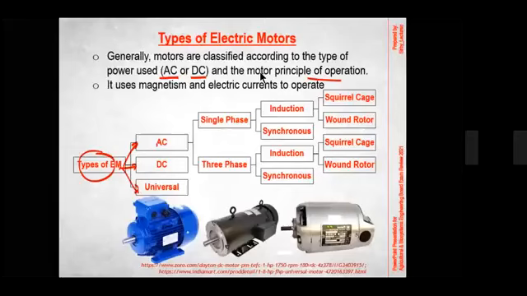When we say AC motors, then of course the power source is AC, and in this type of motor you can further classify it, for example, single-phase AC motors or three-phase AC motors. And then right here, it could be an induction type or synchronous, or squirrel cage or wound motors. For DC electric motors, as the name implies, that's a type of electric motor where the power source is DC. And when we say universal, then it can run on both AC and DC.